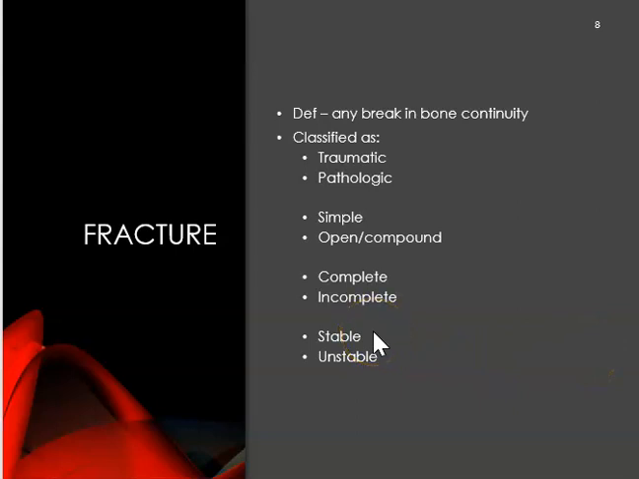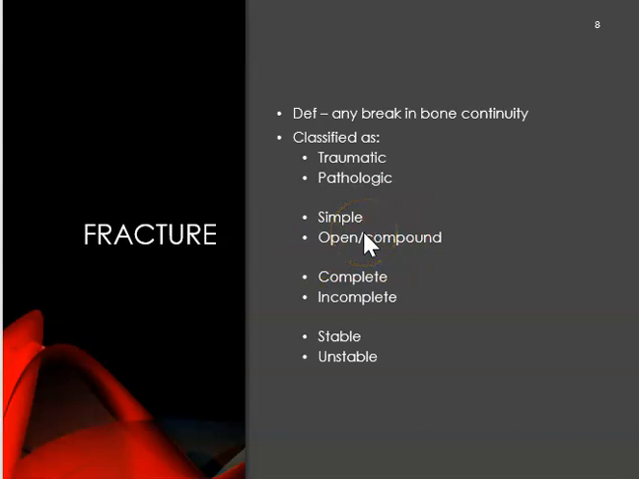With the fracture, that is looking at any break in bone continuity, and any of the 206 bones in the body can be fractured. These are going to be classified as traumatic, that's from injury, or pathologic, and that's going to be from disease. So for those, you're going to think about osteoporosis, cancer, osteogenesis imperfecta. There's many different examples of this.